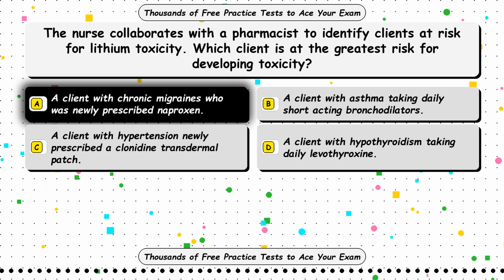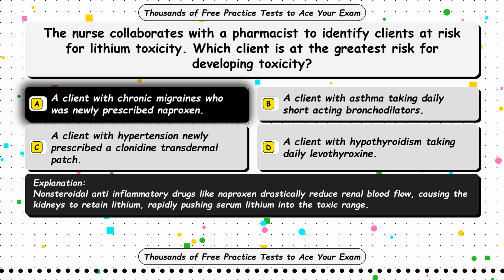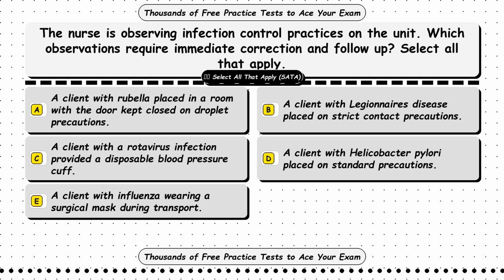The correct answer is option A. A client with chronic migraines who is newly prescribed naproxen. Nonsteroidal anti-inflammatory drugs like naproxen drastically reduce renal blood flow, causing the kidneys to retain lithium, rapidly pushing serum lithium into the toxic range. Question 45.